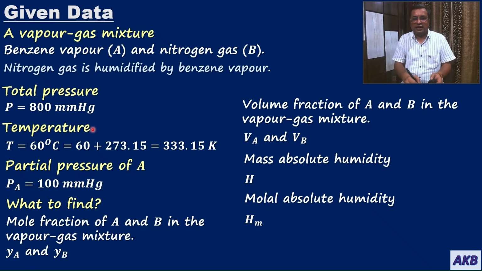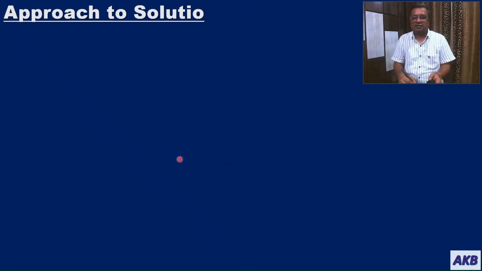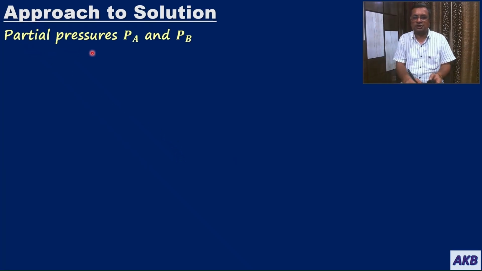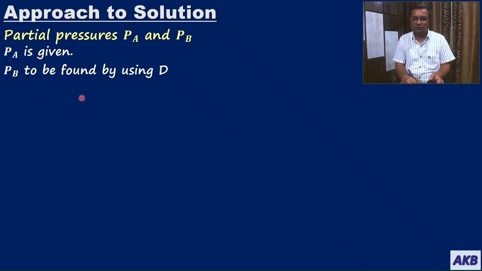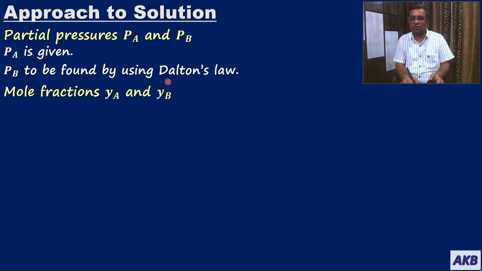So now we have listed what is given to us. Now let us proceed and solve the numerical example. First we will understand the approach to solving this problem. First we will find the partial pressures PA and PB. PA is the partial pressure of A and PB is the partial pressure of B. PA is given to us, so there is no need of finding it. But PB you have to find, and we are going to get that by Dalton's law, where Dalton's law says the sum of partial pressures is equal to the total pressure. So we will use that to find PB.